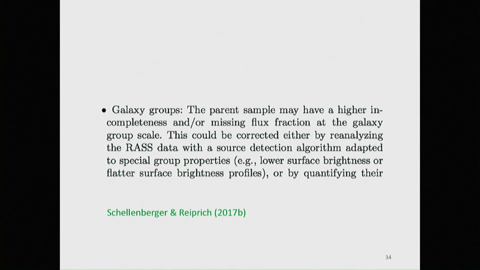Another explanation, as you can read further in later sections in Gerrit's paper, is a further possibility that the parent samples where these 60 clusters are taken from are maybe more incomplete at the galaxy group scale than at the galaxy cluster scale. So more incomplete than estimated. Why would that be? The clusters are selected mostly from the ROSAT All-Sky Survey, and most of the cluster surveys on the ROSAT All-Sky Survey were done with a sliding cell box source detection algorithm, which is optimized for point sources. If you have a very extended nearby source, that algorithm might miss some of those groups.